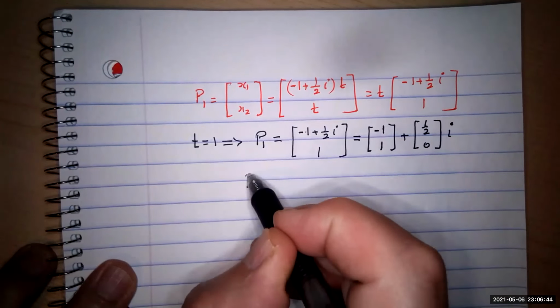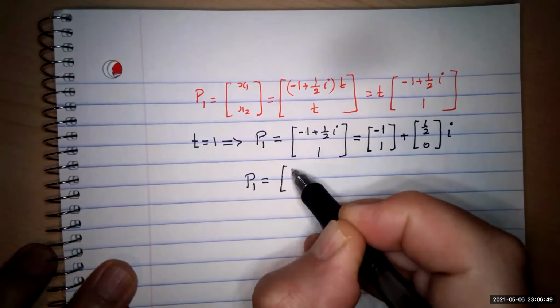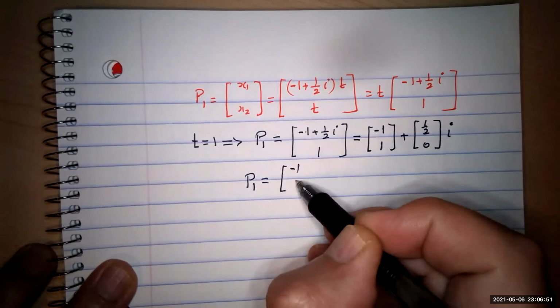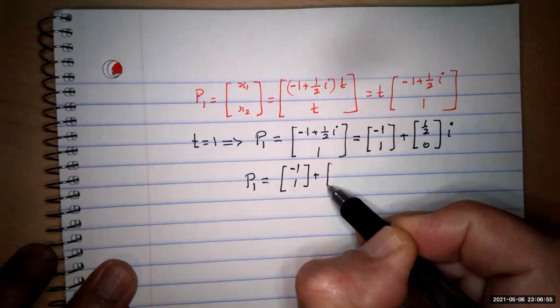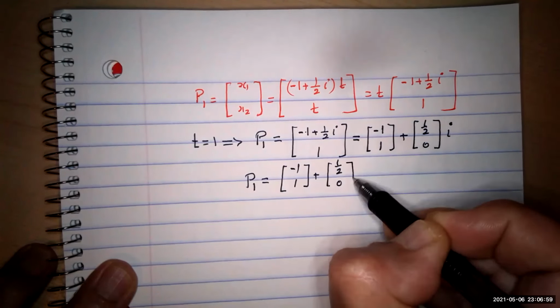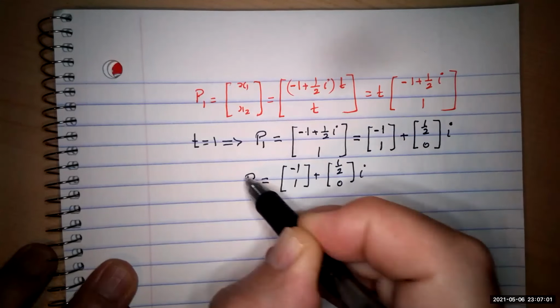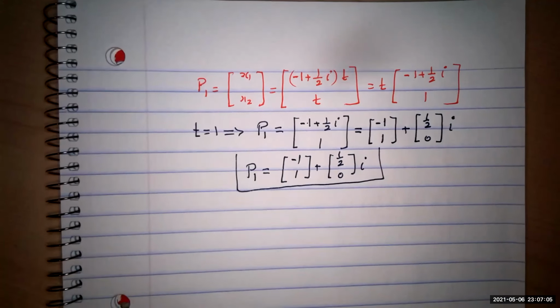So usually you have to break it, and this is going to be a complex vector. So you have the real part and the imaginary part: 1/2 and 0, times i. Okay, this is going to be the eigenvector. The eigenvector corresponds to lambda 1.